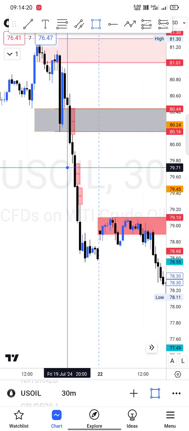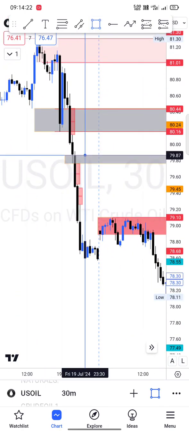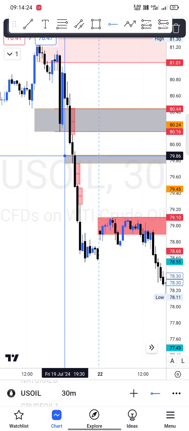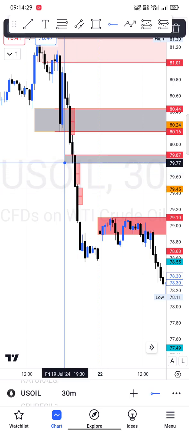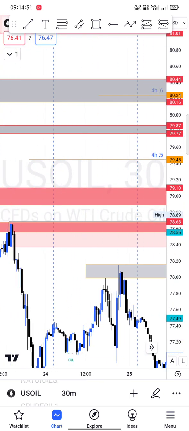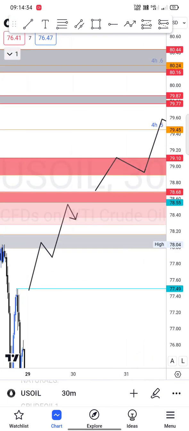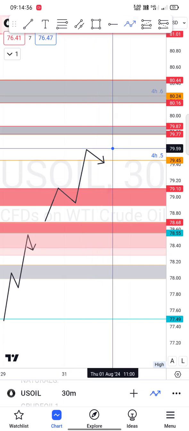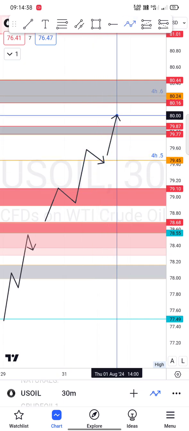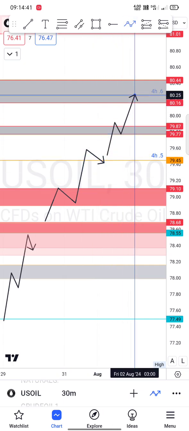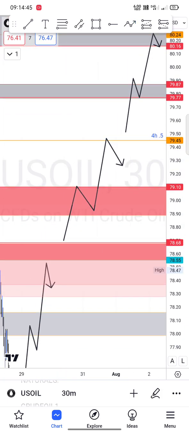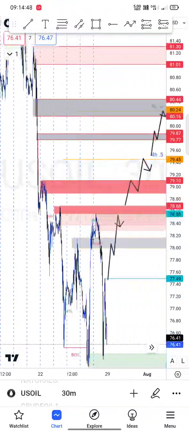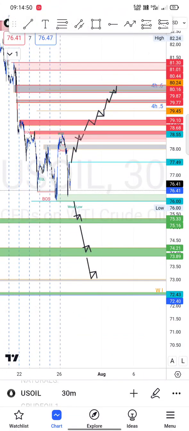So here small. I don't tell this area, this is some difficult. Okay guys, this is our next week forecast for 30 minutes time frame USOIL.